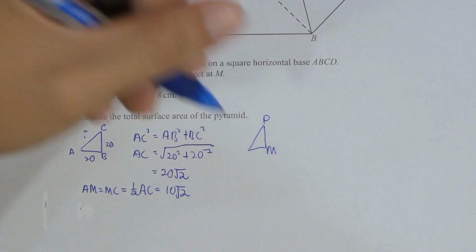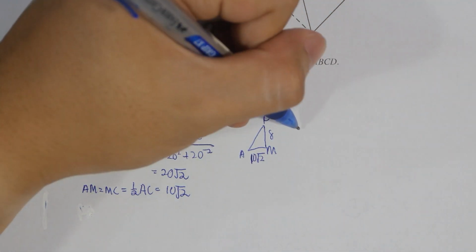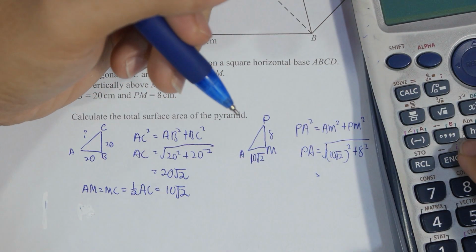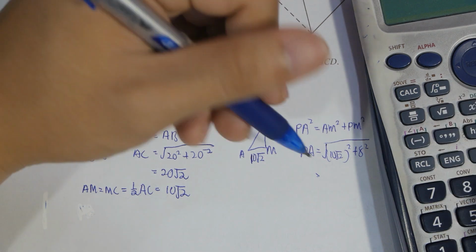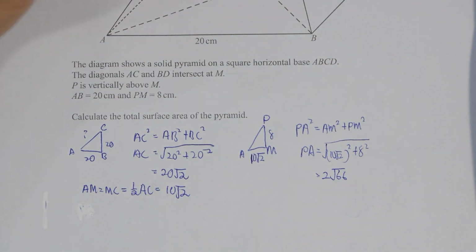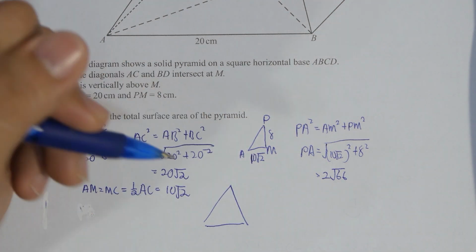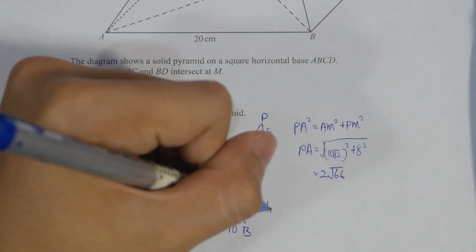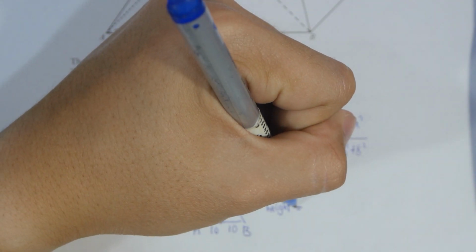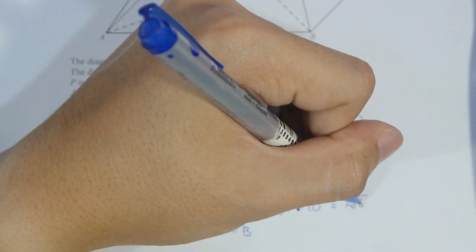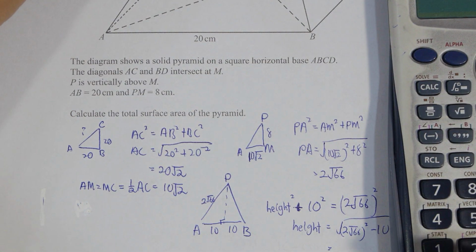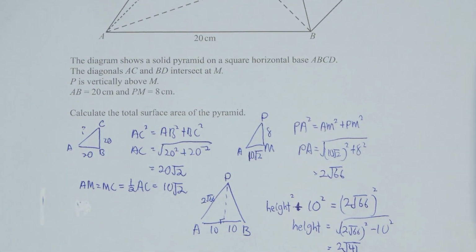So with that 10 square root 2 result, we can now use it as the base of the triangle APM. Then we can use it to calculate the hypotenuse here, which is AP. So the hypotenuse after Pythagoras' theorem will be 2 square root 66. And for us to find the tilted triangle, which is the face of the pyramid here, it will be triangle APB, and the bases will be 10 and 10 respectively. So with that, we can calculate the height, which is 2 square root 41.